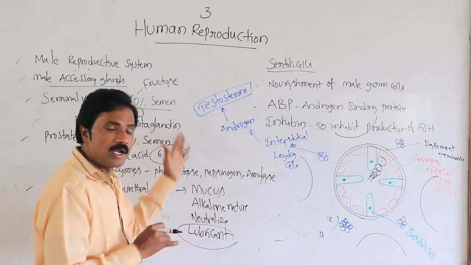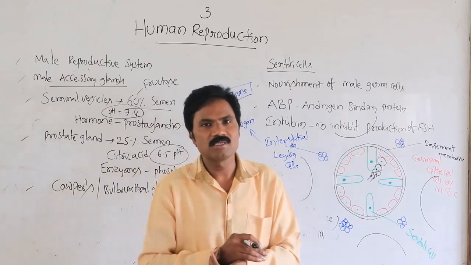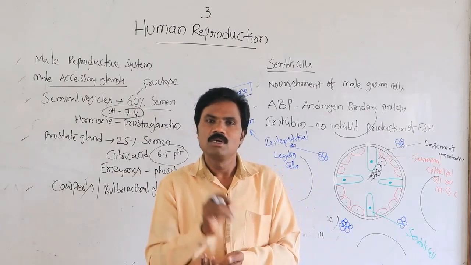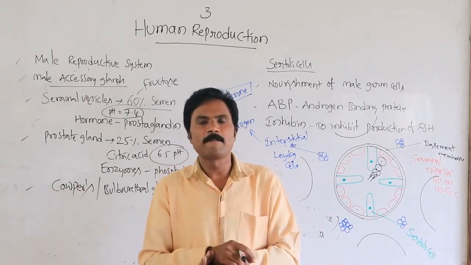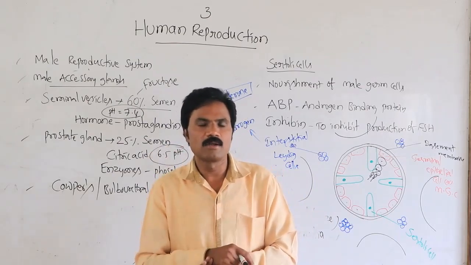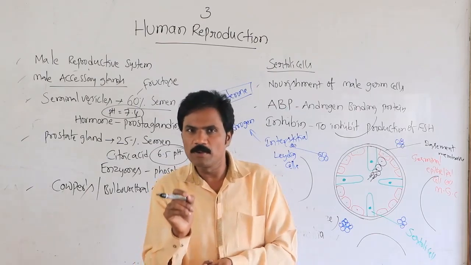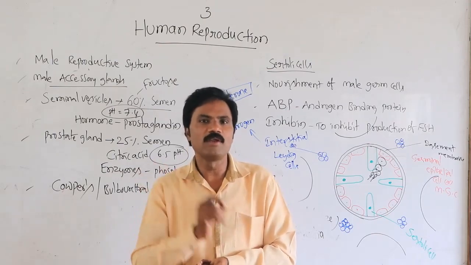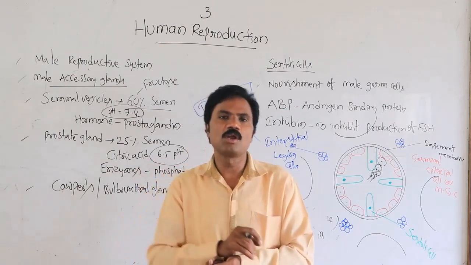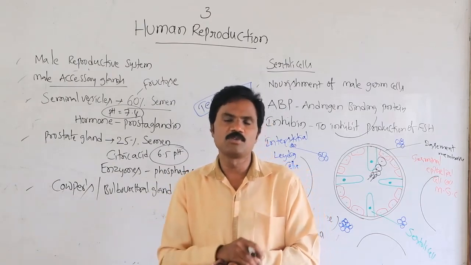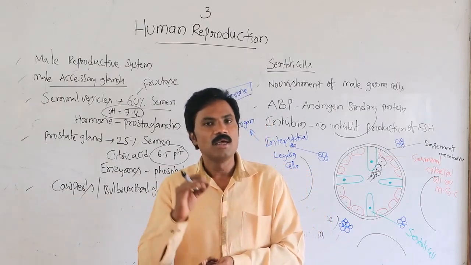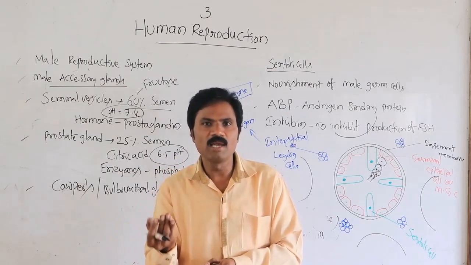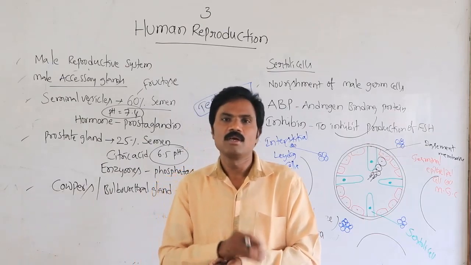So that is related to the male accessory glands, male accessory ducts, and the male reproductive system, the primary male reproductive part, that is the testis. From the exam point of view, remember how many testicular lobules are present: 250. How many seminiferous tubules are in each and every testicular lobule: 1, 2, 3.